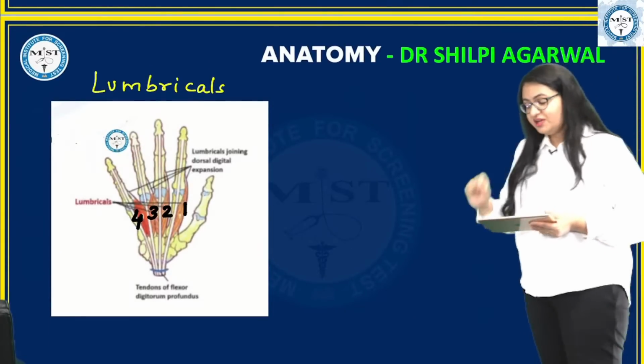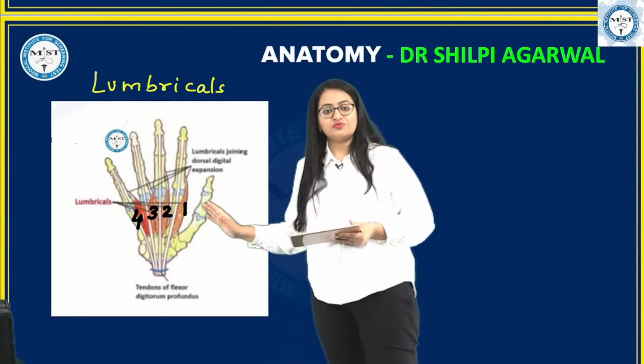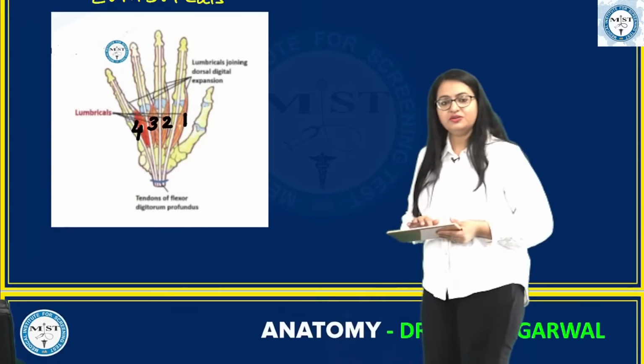In the hand, very, very important muscles, lumbricals. Counting starts from the thumb side. Okay, so 1, 2, 3, 4.